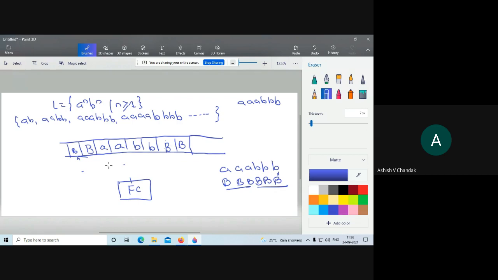Then again I will go to the leftmost A, and replace this small a by capital B. Then again I will go to the rightmost small b and replace it by capital B. Then again I will go to the leftmost A and replace it by capital B, and then I will go to the rightmost B and replace it by capital B. Understood? And if there is no A, then I will stop.